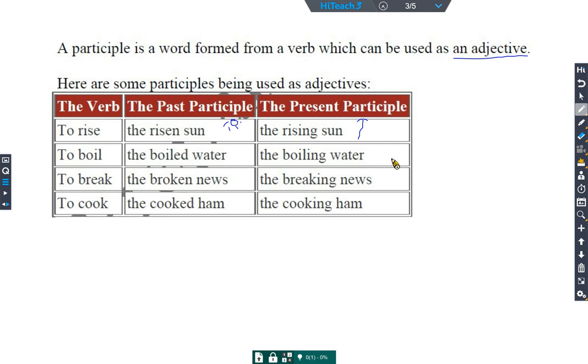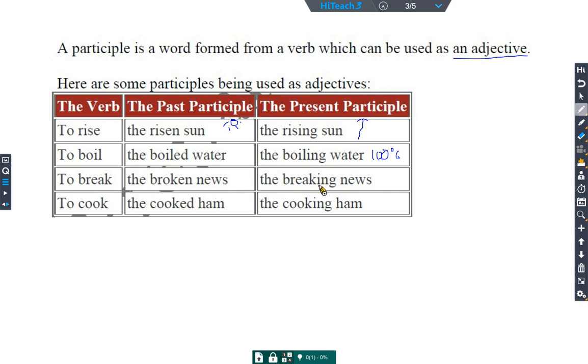Boiled water, are you sure? Yes. Boiled water, it means it has been boiled. But boiling water, do you know how hot is boiling water? It's 100 degrees Celsius. Can you drink boiling water? Are you sure? So we drink boiled water, but not boiling water. So that's the difference. Let's see the next one.